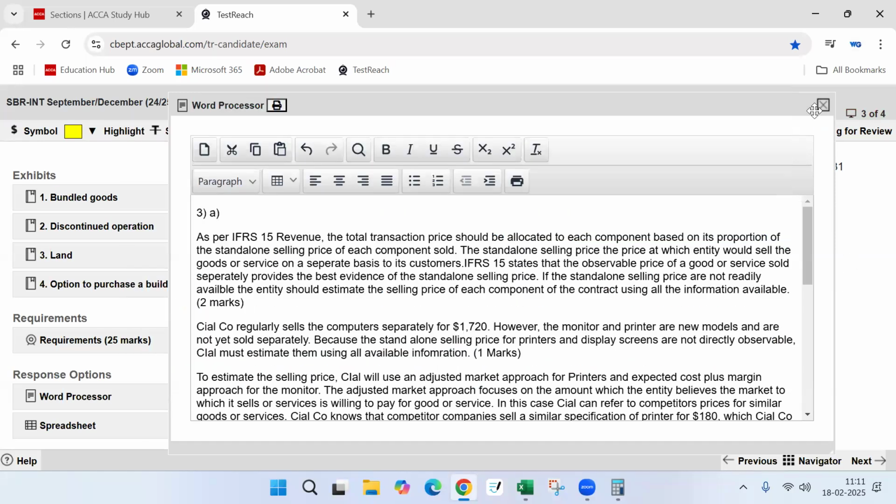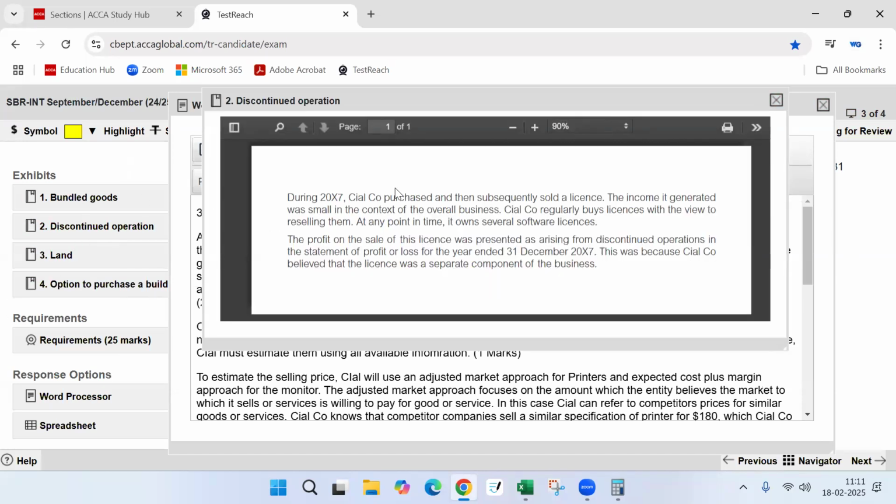Okay. So let's look at the discontinued operation here. CL purchased and then subsequently sold a license. The income it generated was small in the context of the overall business. CL buys licenses with a view to reselling them. At any point in time, it owns several software licenses. The profit on sale of this license was presented as arising from discontinued operation in the statement of profit or loss. This was because CL believed that the license was a separate component of the business. Okay. Now, what is the requirement here?